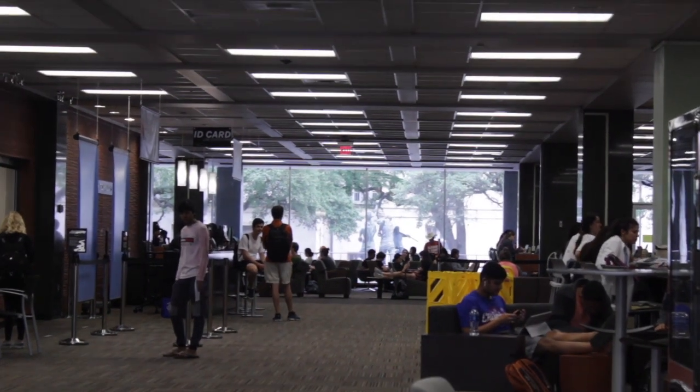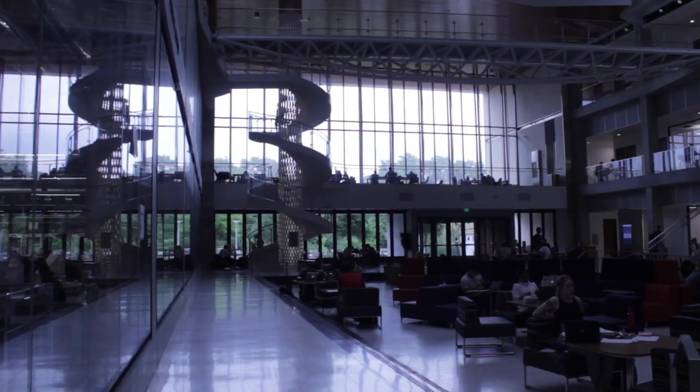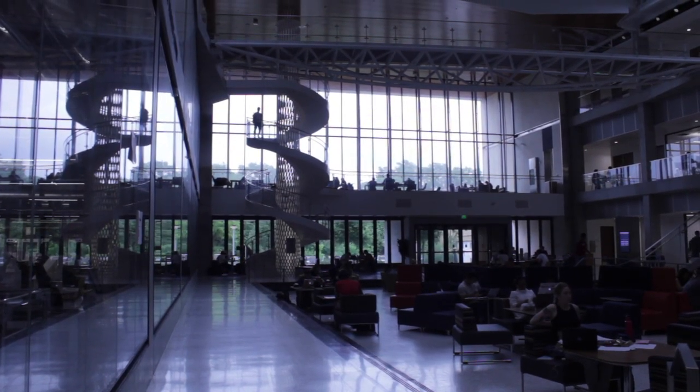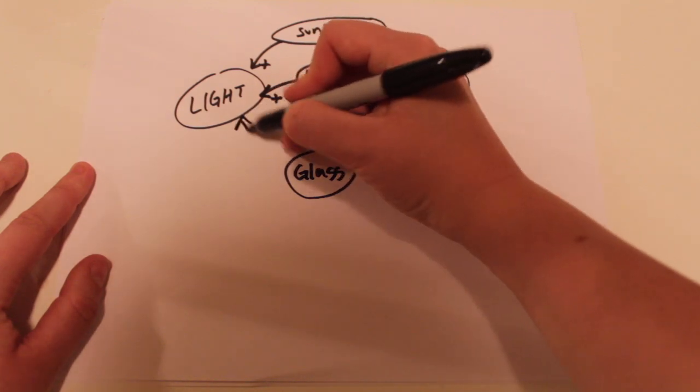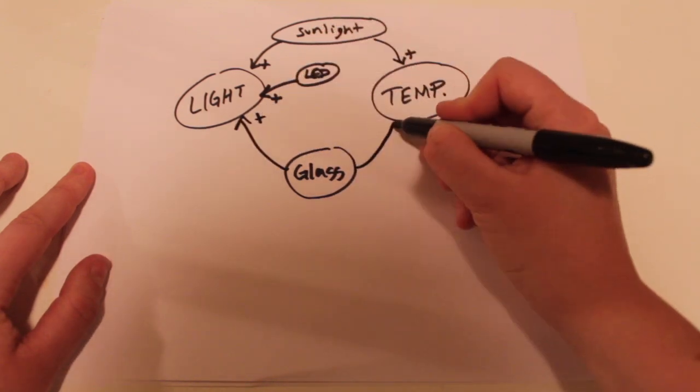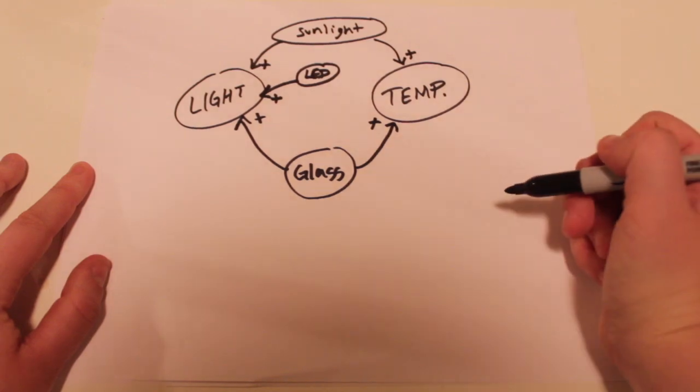The next parameter we considered was the presence of glass or windows. This is a physical interdependency because it has to do with the building materials of the room. Glass increases the light in a room by letting in any from the outside and increases the temperature in a room because it's an insulator.